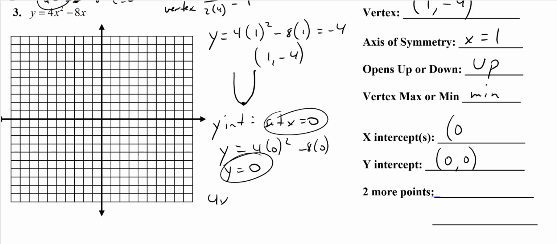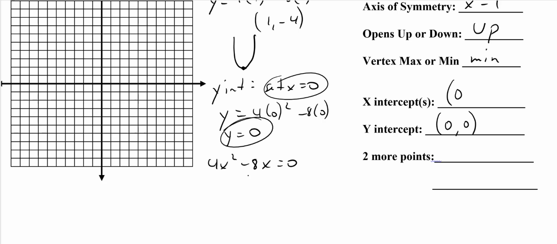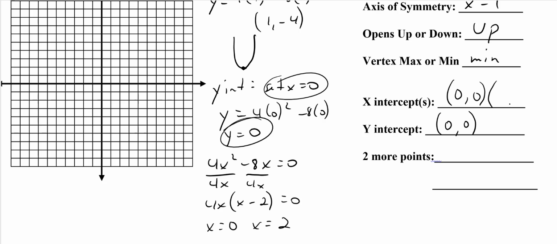X-intercept, so it's 4x squared minus 8x equals 0. Now you guys need to know how to factor this, okay? It's an easy one. It's actually just a greatest common factor. So the greatest common factor is 4x. So you take 4x out of there, and then you divide that, you get x minus 2 equals 0. So x equals 0, and x equals 2. So here it is, 0, and then remember y is 0. And 2 comma 0, because y is always 0.